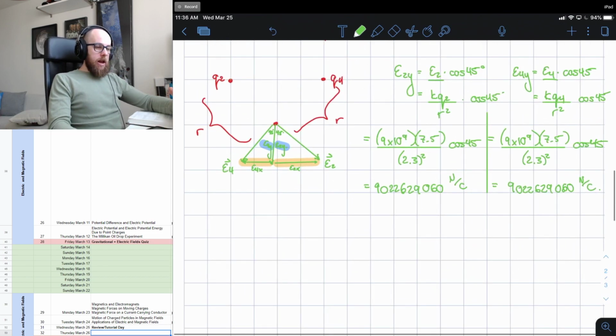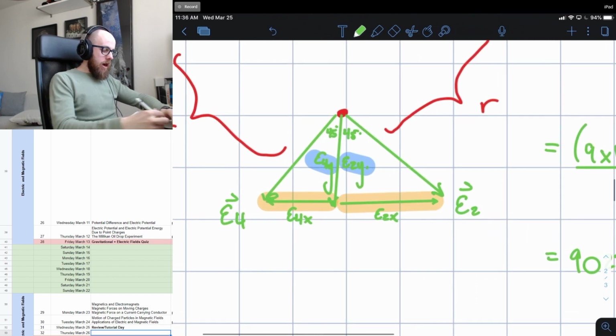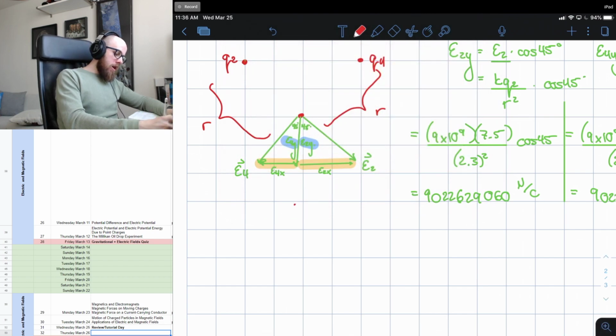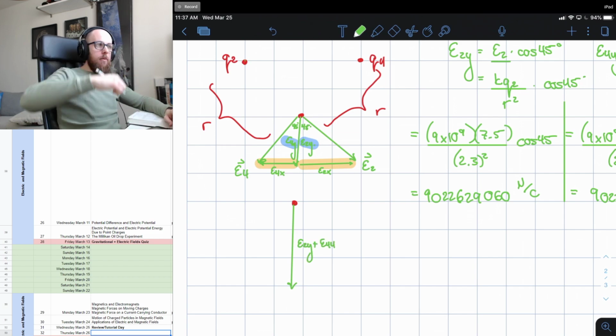Okay, so I'm getting there, right? So I have E2y and E4y now. Okay, now if I go back to this picture, what's going to end up happening if I just redraw my picture here, because E2y and E4y are both pointing in the same direction, they're just going to add up together. So I get E2y plus E4y in the negative y direction.